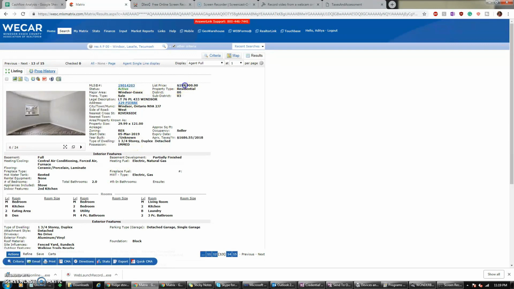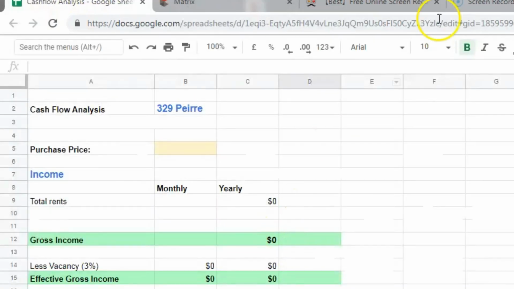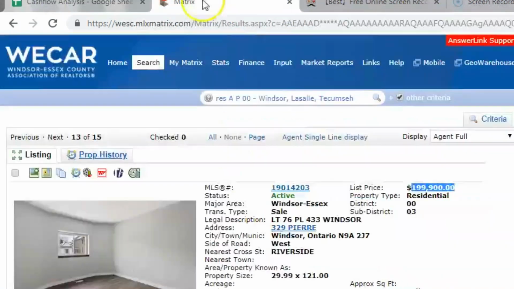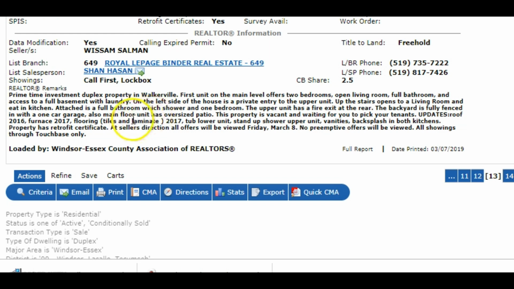Property. First thing, take the purchase price. So he's asking 199. So that's my purchase price. I'm going to throw it in here. And let me go back and see if they have any rent.